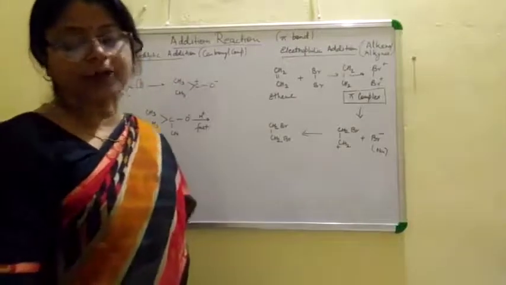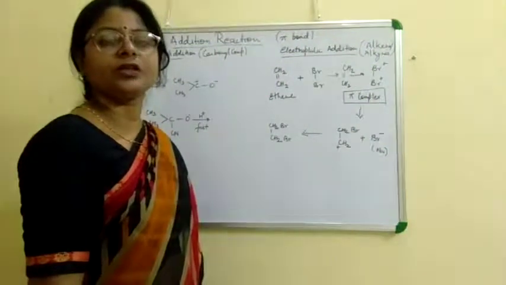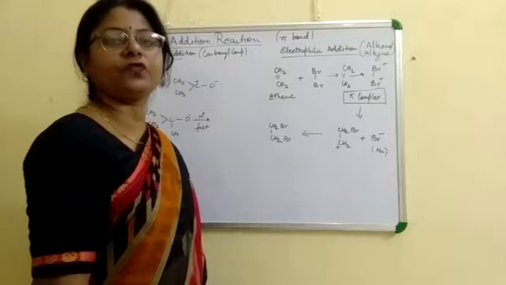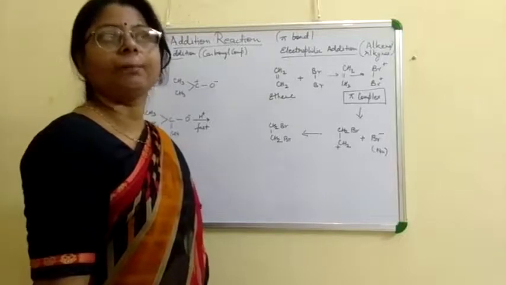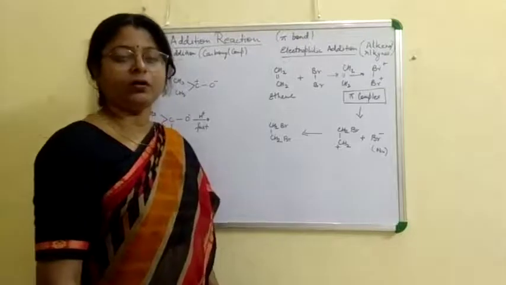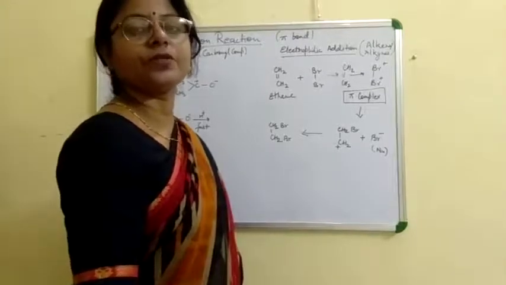Free radical addition reaction also takes place, and that is by the Kharash effect, where a free radical is formed which combines with the double bond and forms the new species.